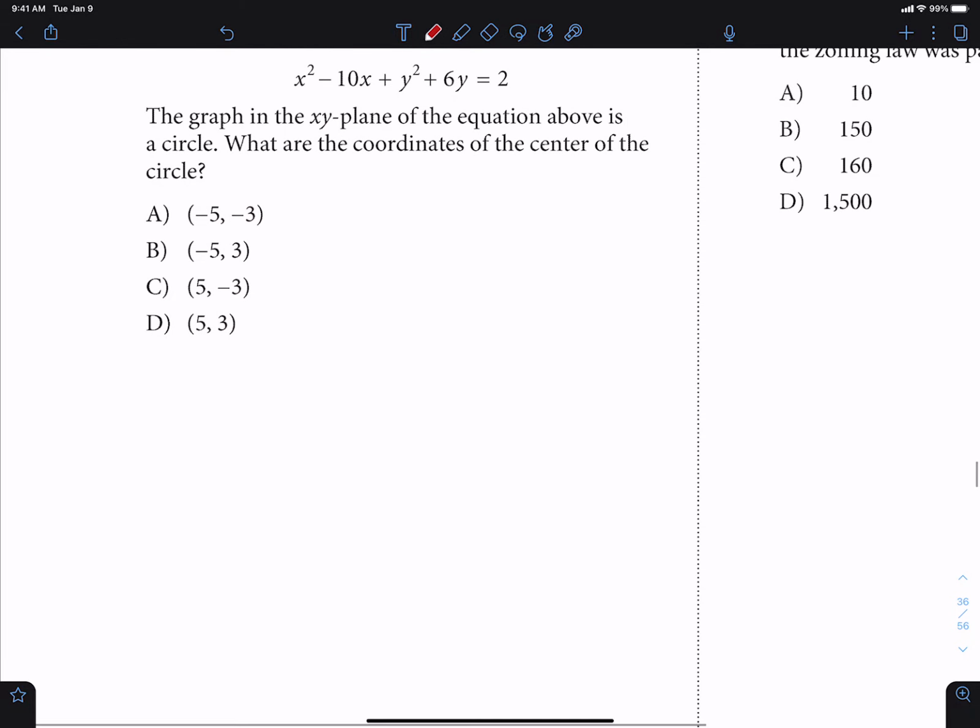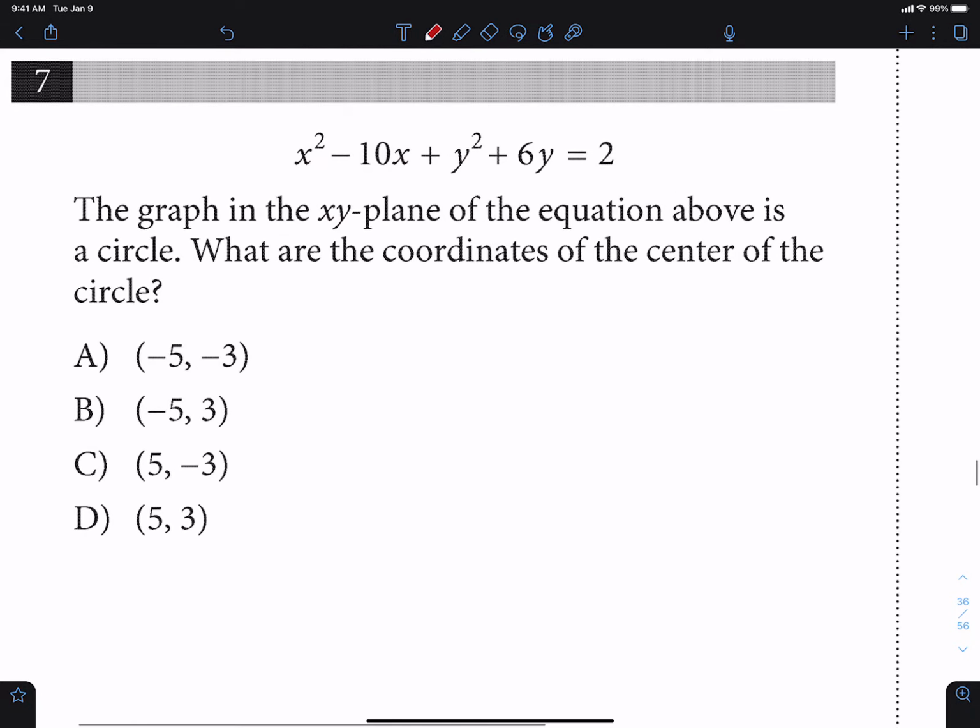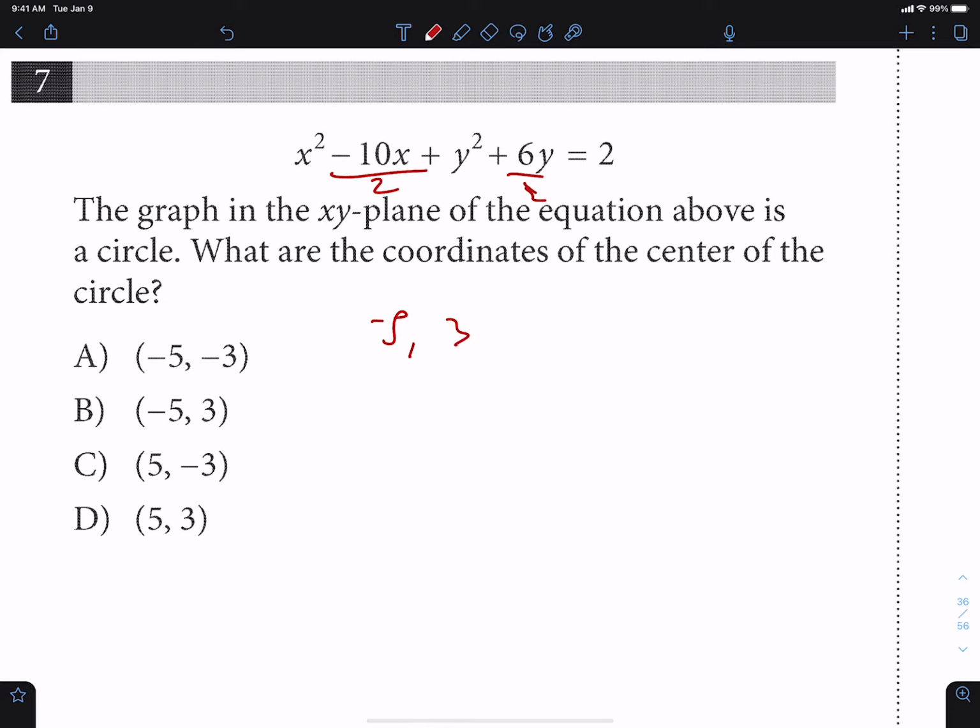Number 7. The graph in the xy plane of the equation above is a circle. What are the coordinates of the center of the circle? Okay. When you're given an equation of a circle in standard form like this, you are going to have to take the coefficient of the x and y terms, divide them by 2, and flip the sign. So in this case, we divide by 2 and get negative 5, 3, but we need to flip the sign. So we get 5, negative 3 as our final answer, option C.